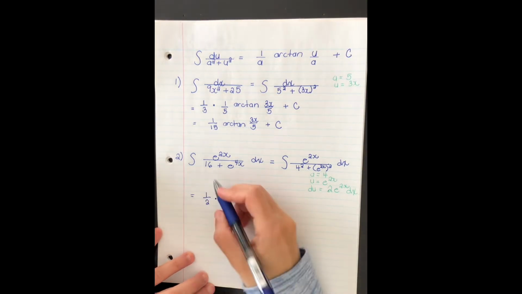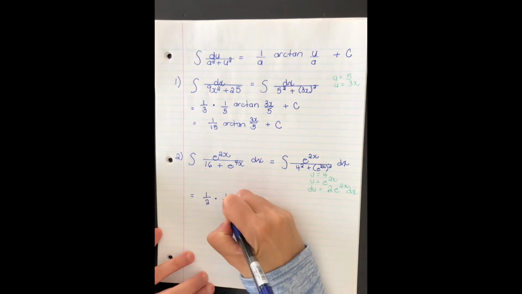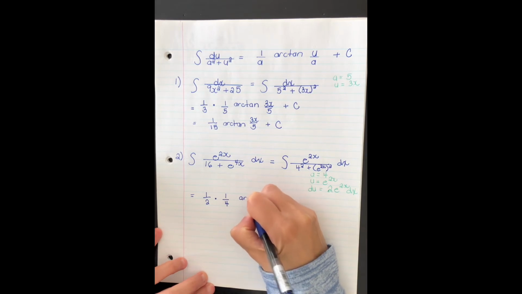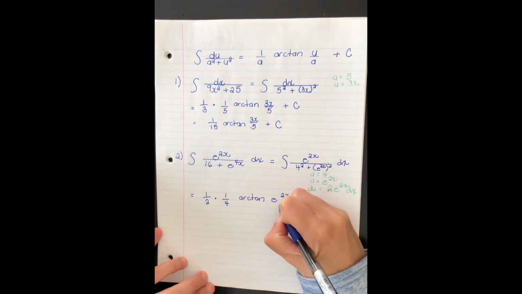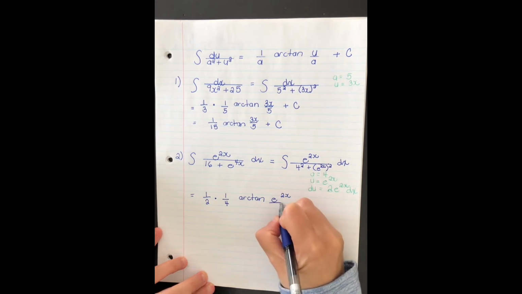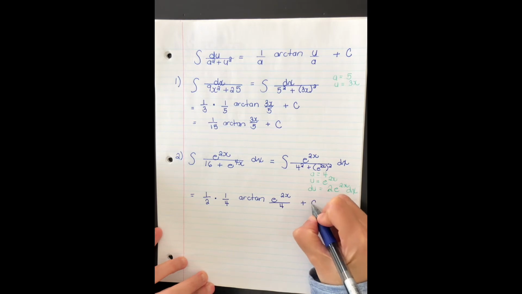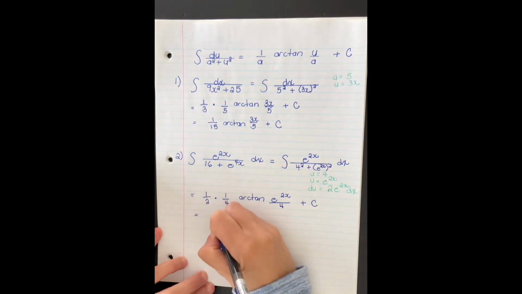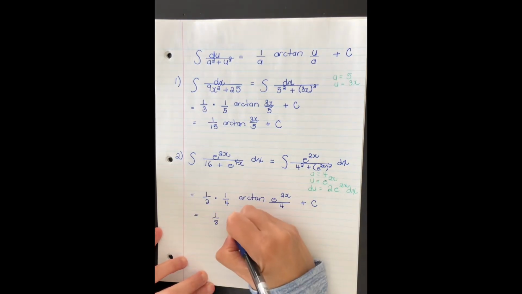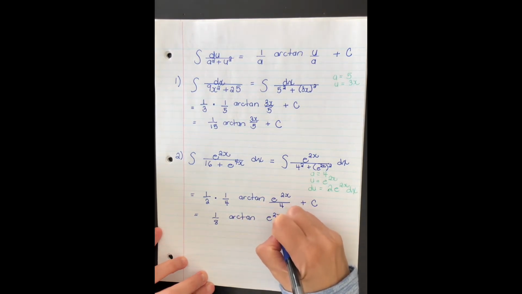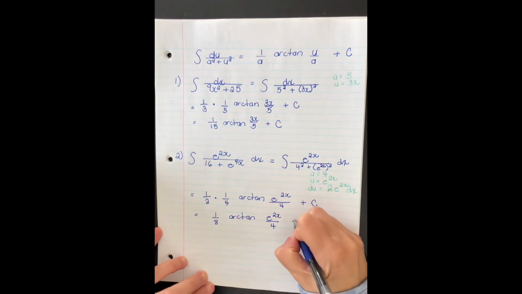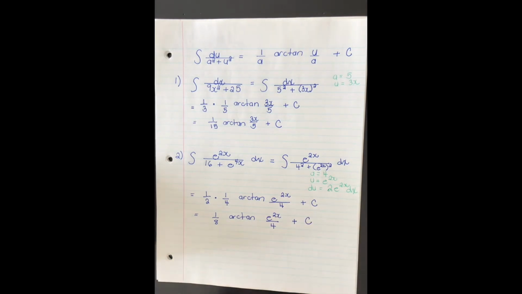So 1 over a is 1 over 4. Then we will have the arctangent of u over a, so e to the 2x over 4, and the plus c. Final answer, therefore, will be 1/8 times the arctangent of e to the 2x over 4 plus c. Just like that.